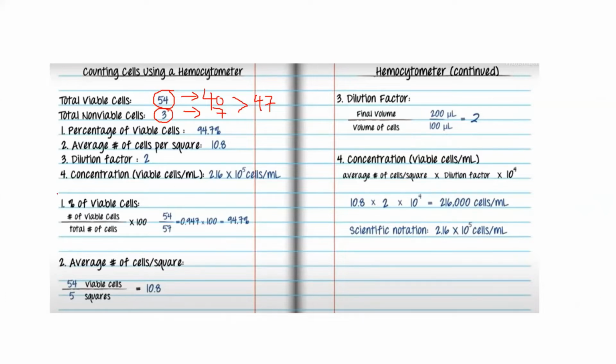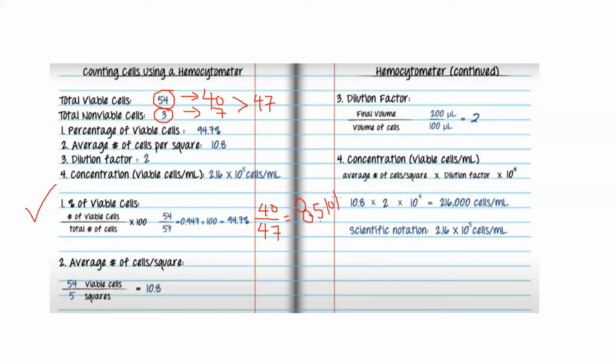Okay, so the first formula is the number of viable cells divided by the total number of cells. So let's divide. We have the number of viable cells, 40, and this will be divided by the total number of cells, that is 47. You will calculate and multiply by 100. 40 divided by 47 equals 0.85, multiplied by 100. So we have 85.10% of viable cells. Are we okay here?